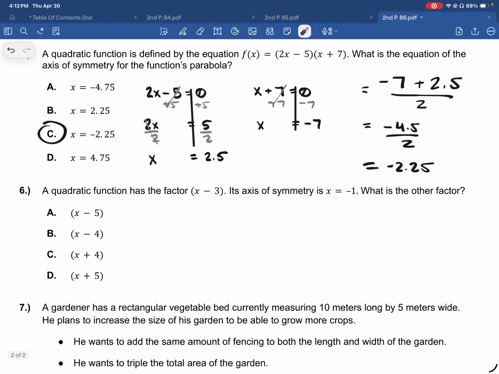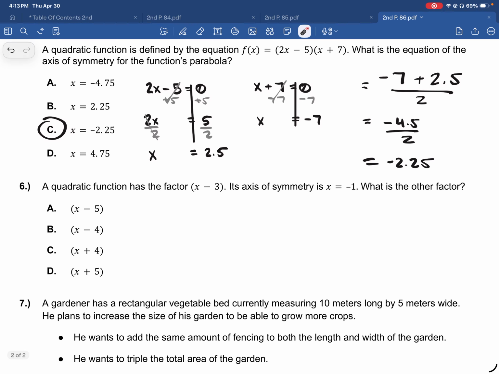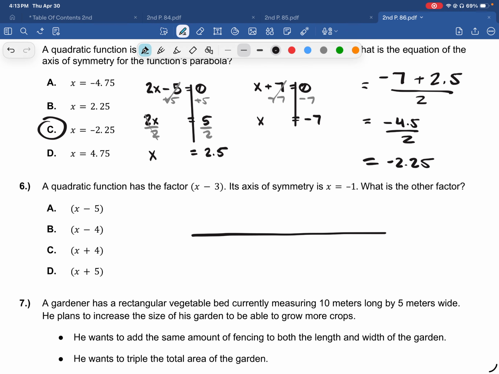Okay, number 6. A quadratic function has a factor of x minus 3. Its axis of symmetry is x equals negative 1. What is the other factor? I am going to draw a really long x-axis. I don't need much of a y-axis here.